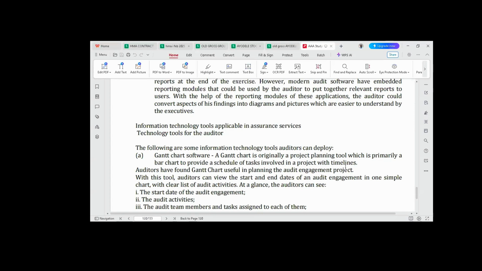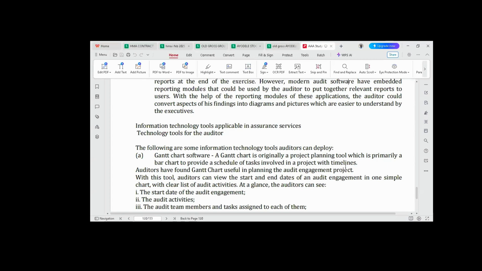Okay, so another aspect we need to look at is information technology tools applicable in assurance services. As auditors, when you go to audit your client, some of these IT tools come in handy for the auditors. Some of those tools, which I call software, are what we want to discuss now.